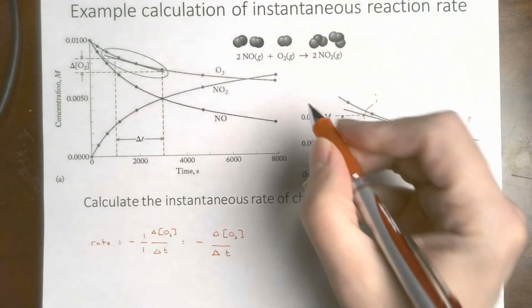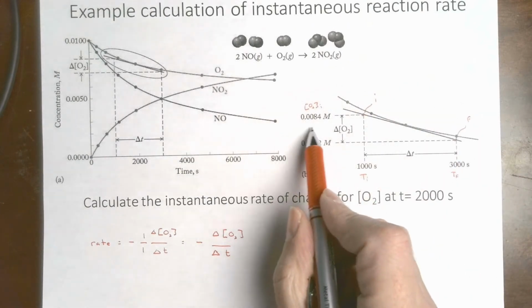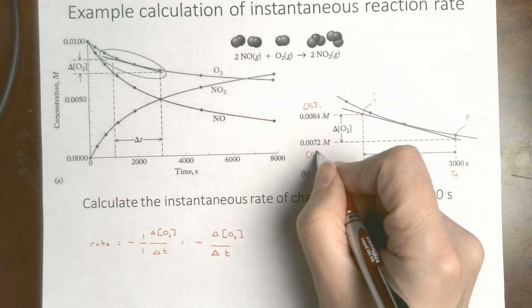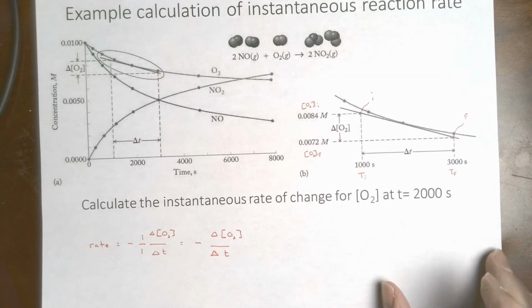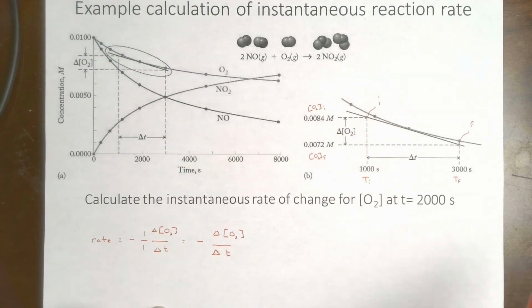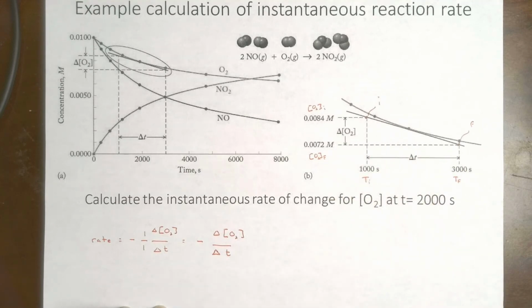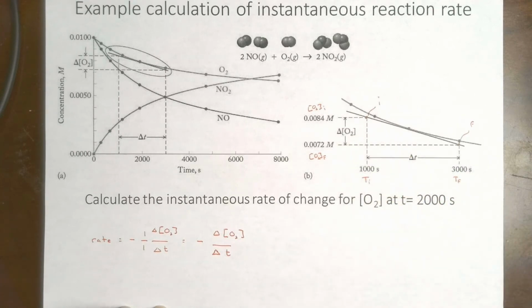And our concentration initial would be the 0.0084. Our concentration of oxygen final would be the 0.0072. And so that will allow us to determine the slope of that straight line that's tangent to that kinetic curve, the concentration of oxygen versus time curve, at 2,000 seconds.